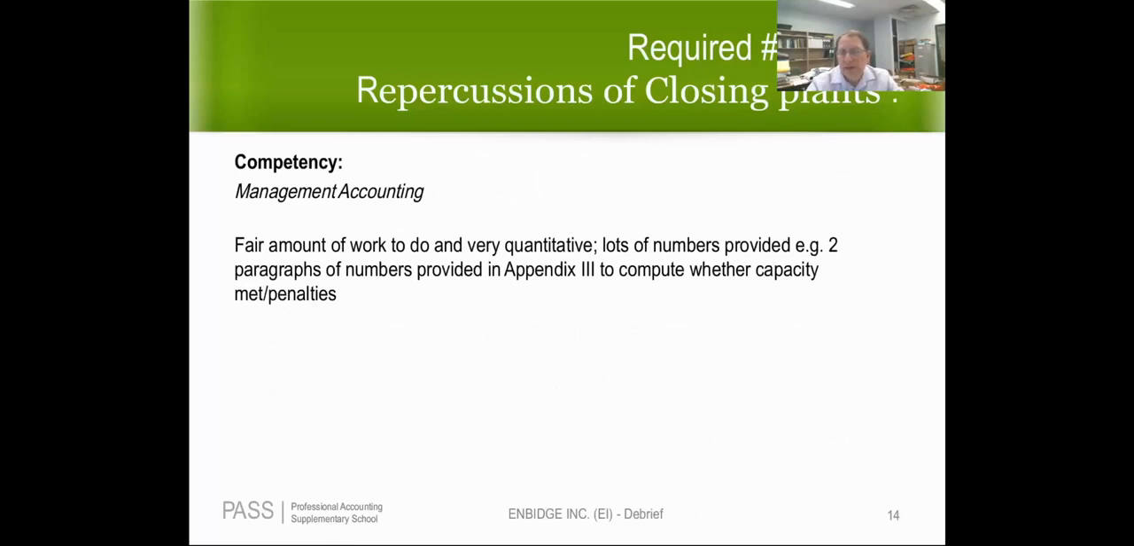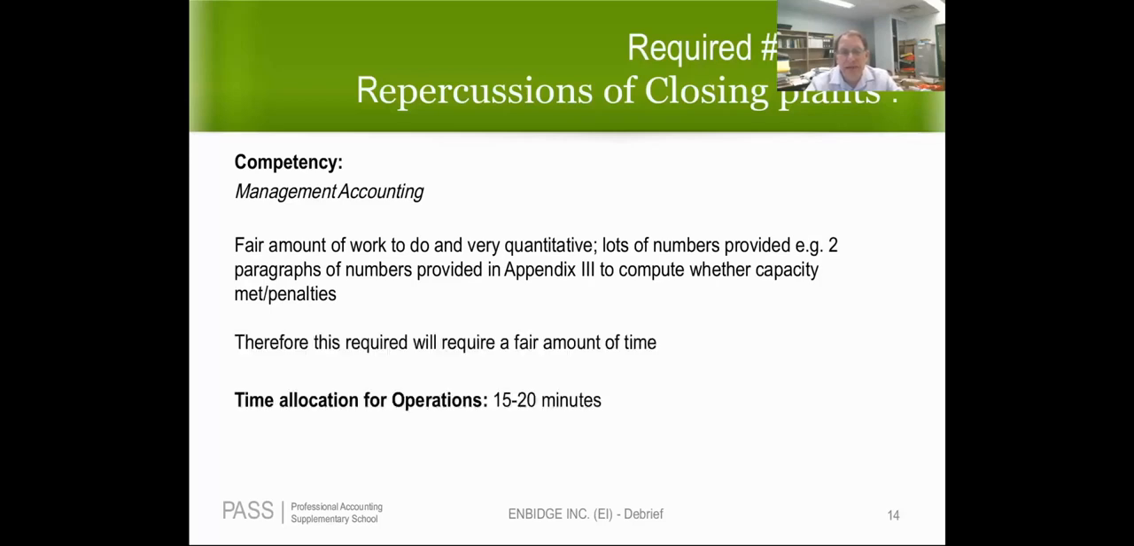So, the competency, don't get hung up on. It actually is management accounting. A decent amount of work. It's very quantitative, lots of numbers. You have 2 paragraphs in Appendix 3 to compute whether the capacity is met and penalties. This might take 15, 20 minutes. It's eating up 2 requireds, and a bunch of paragraphs from the case. I'll say 15 minutes if you can do it.